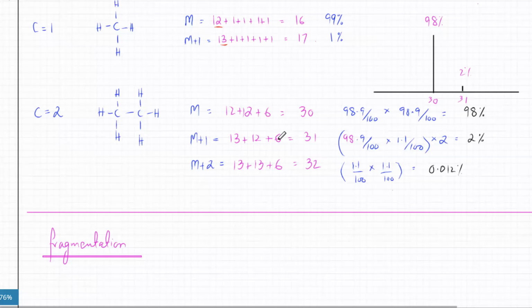That's the chances of getting carbon 13 into 2, because there are 2 events. It could be the other way around as well. But anyways, if you do the math, it comes out to be 2%. And what's the probability of getting both of them as carbon 13? Both of them as carbon 13 would give you 32, but that probability would be very less.